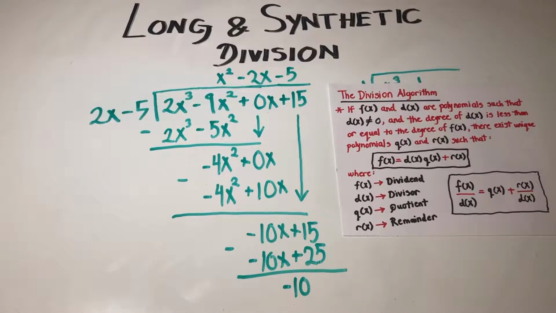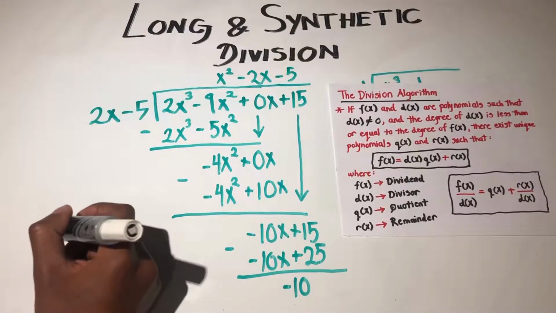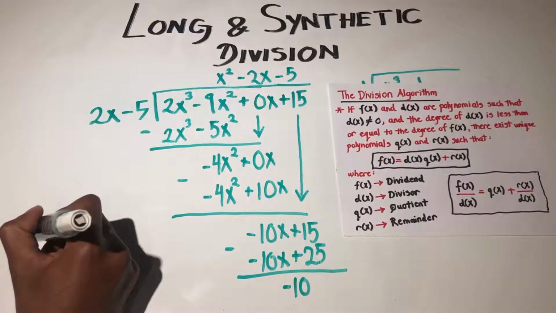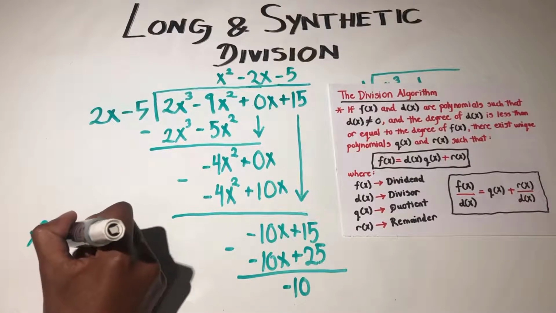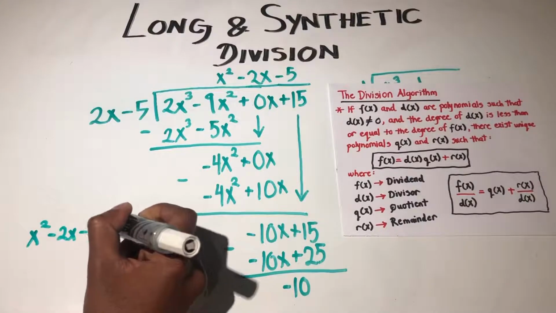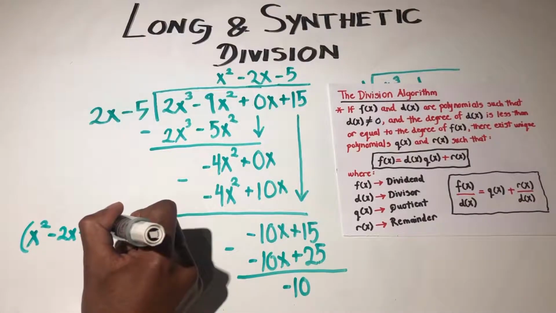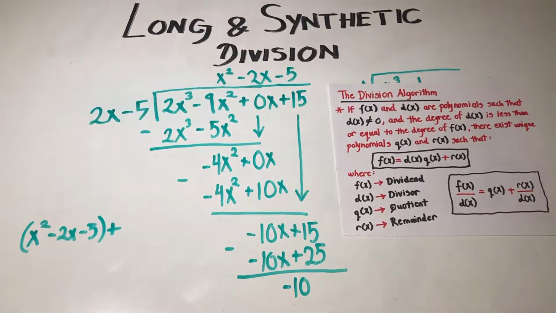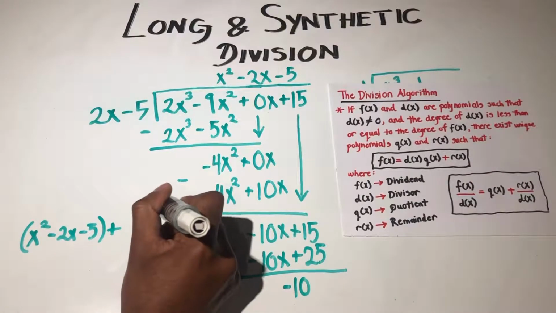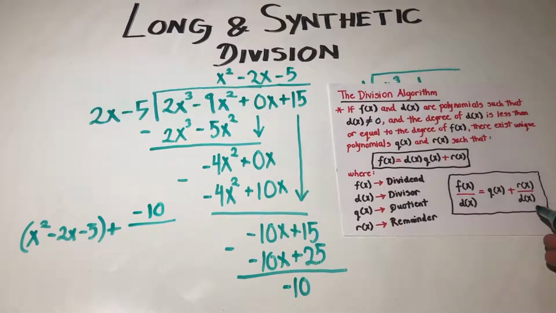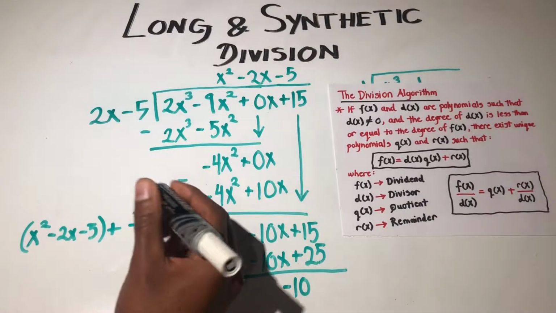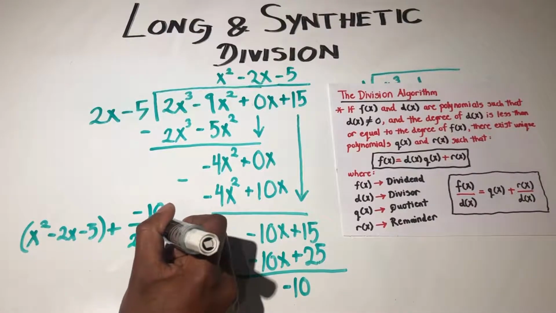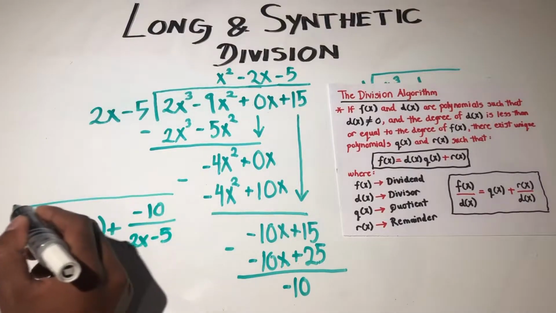So here it would be x squared, oh, there's enough space, x squared minus 2x minus 5, all this plus r of x, which is our remainder, and that's negative 10, over d of x, which is our divisor, and in this case, it's 2x minus 5, and that's our answer.